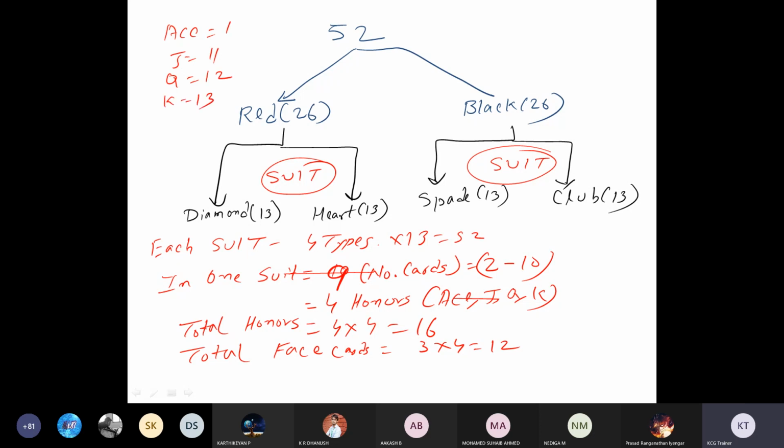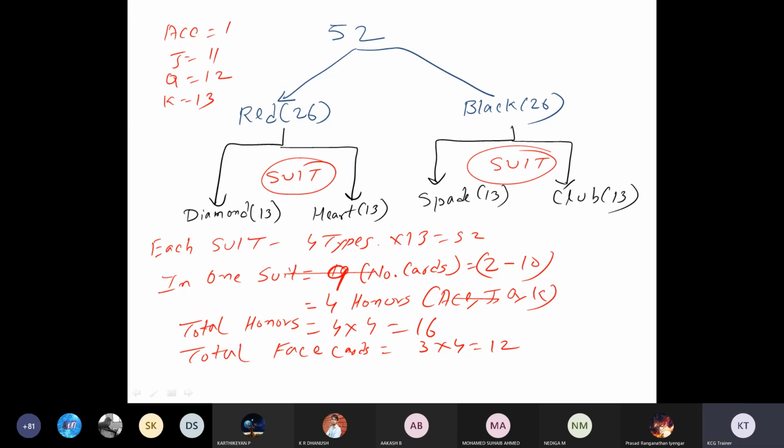Listen carefully, guys. Totally, there are 52 playing cards. A deck of cards means 52 playing cards. Based on the color, these 52 playing cards are divided into two types. Red color cards are 26 and black color cards are 26.